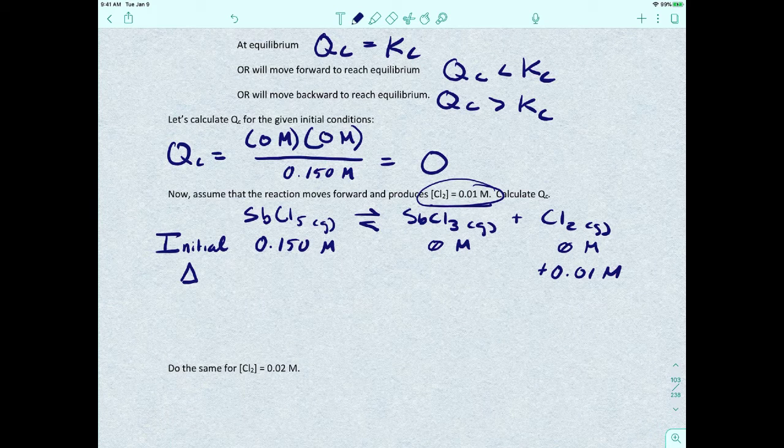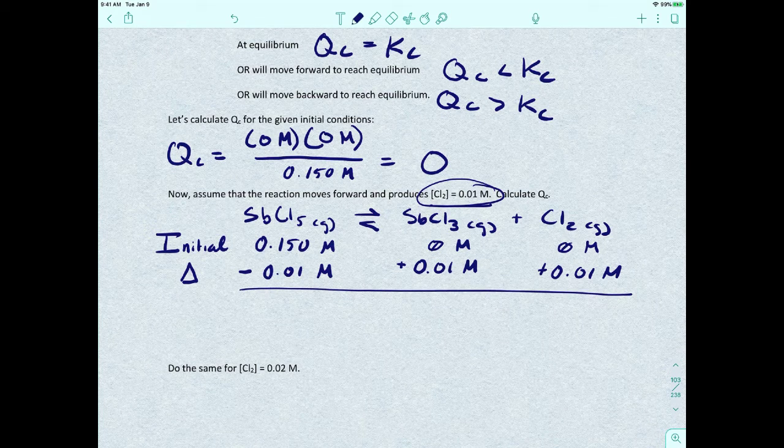All right, so if Cl2 is going up by 0.01 molar, you can't produce Cl2 and not produce SbCl3 at the same time. So if you're producing one, you gotta produce the other. So in that sense, the concentration of SbCl3 is also going up by 0.01 molar. Now, if the concentrations of the products are going up, that means the concentration of the reactants have to be going opposite. They have to be going down. So the change is going to be 0.01 molar for the SbCl5.